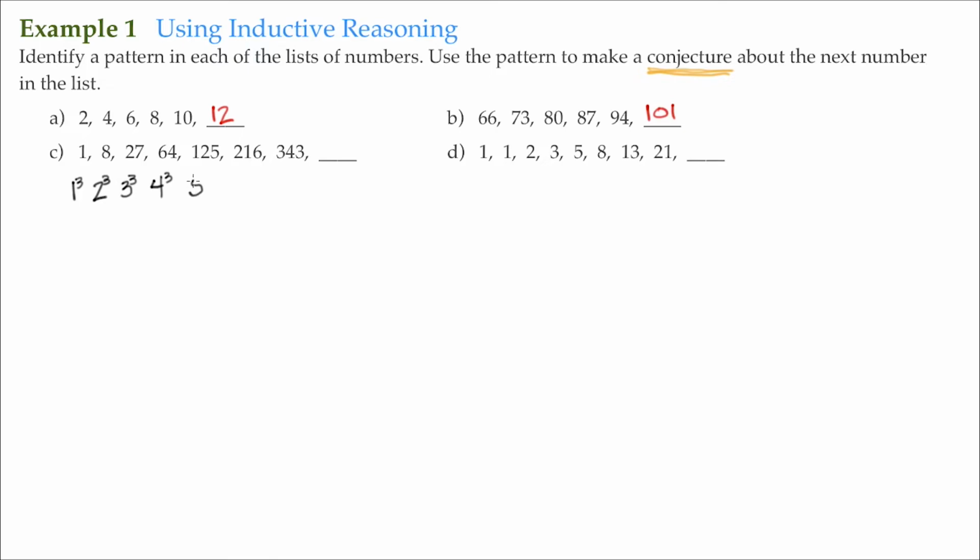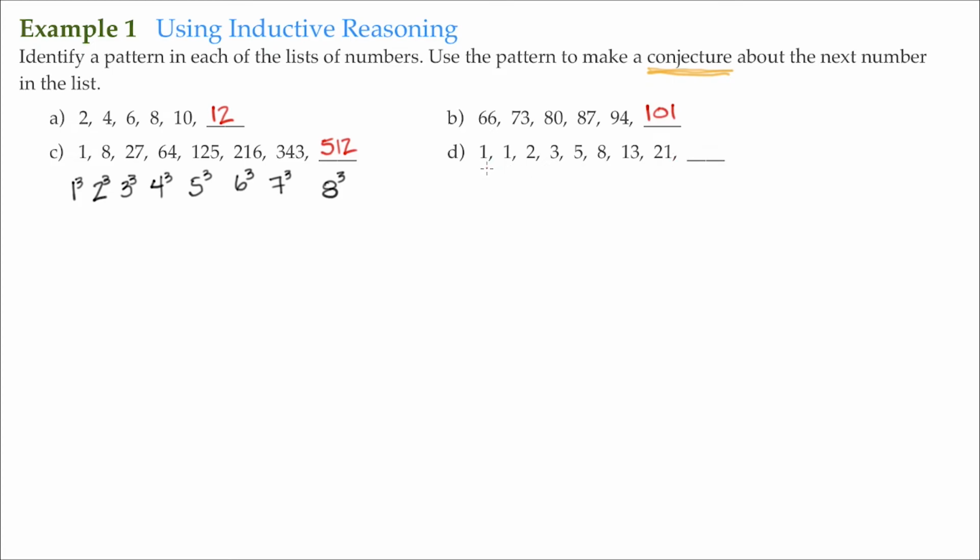125, that's 5 to the third power. 216, that's 6 to the third power. 343, that's 7 to the third power. So if we were to make a conjecture, what we would think would be the next one here, this would have to be 8 to the third power. And 8 to the third power is 512. So of course, all we're doing is just looking for a pattern that's developing, but you have to be kind of creative. It's not going to be obvious right away.